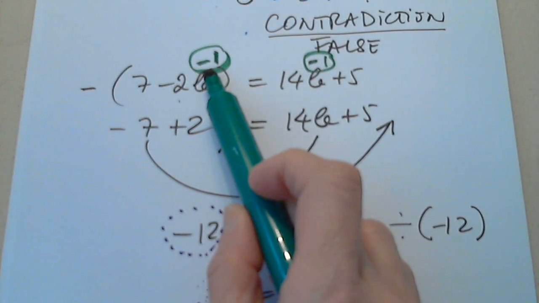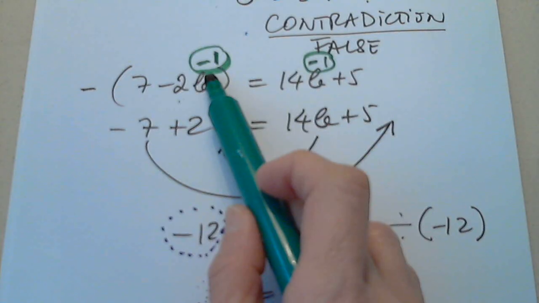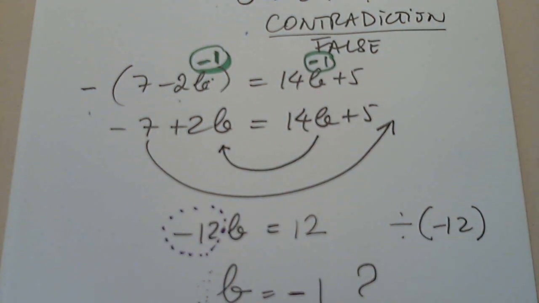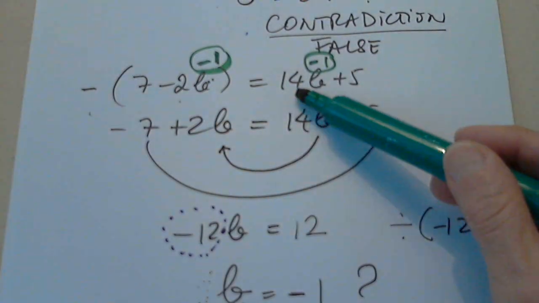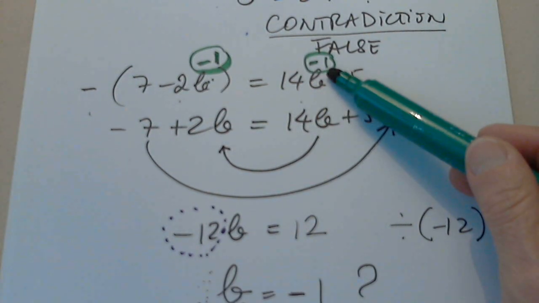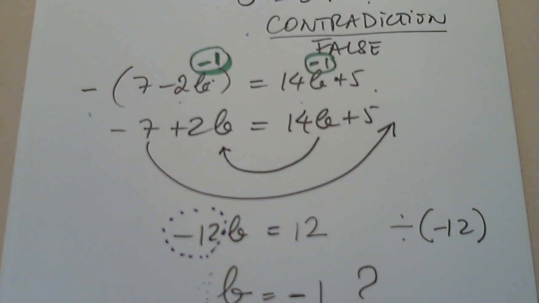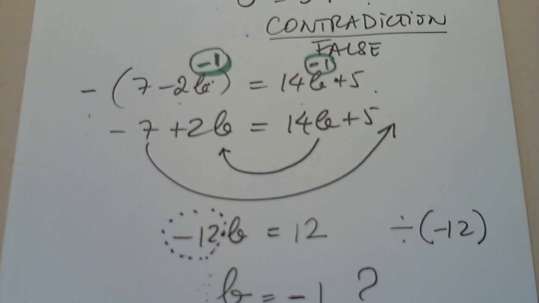-2 times -1 is 2. 7 plus 2 is 9. Minus 9 in front. Does this equal the other side? I don't know. 14 times negative 1 is negative 14. Negative 14 plus 5 is negative 9. This is true. So when I replaced b with negative 1 in the original equation, I got a true statement.